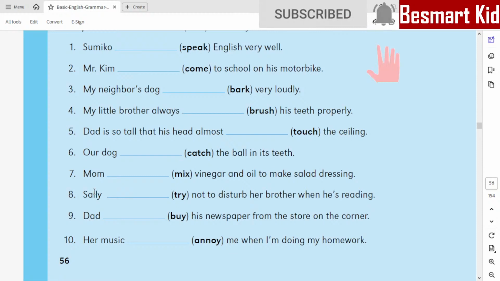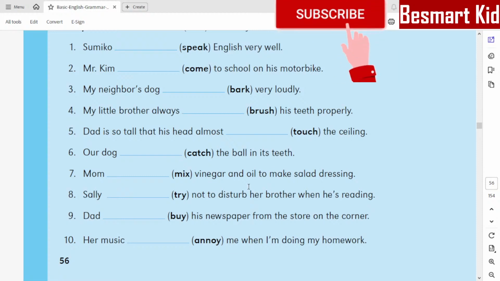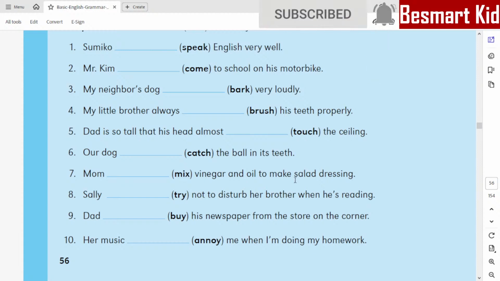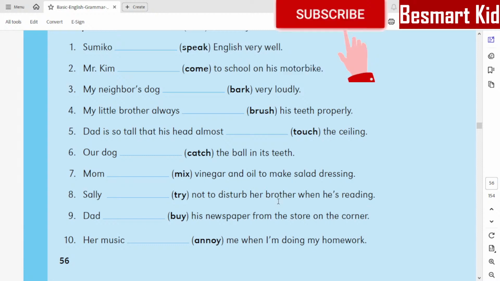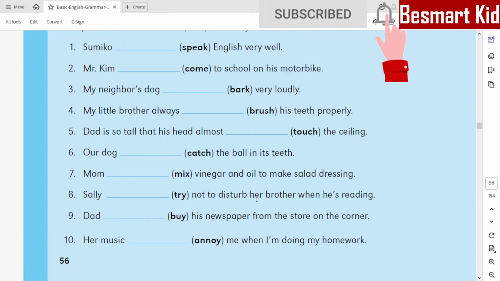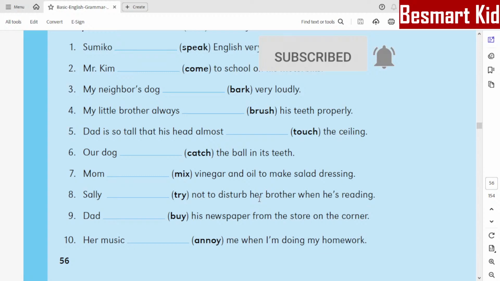Mom dashed vinegar and oil to make salad dressing. In brackets we have the word mix. Eight, Sally dashed in brackets try not to disturb her brother when he is reading.